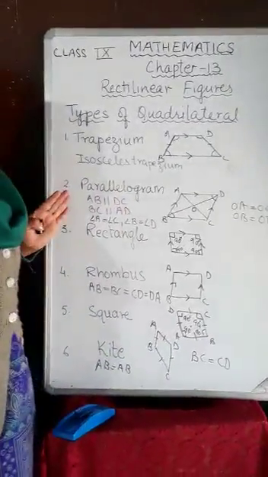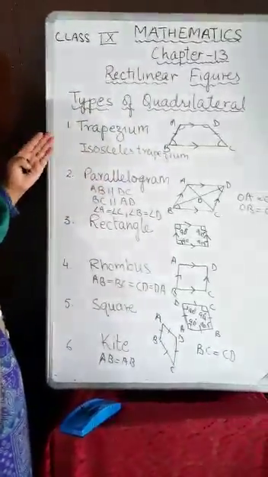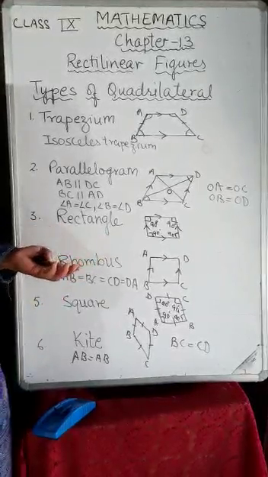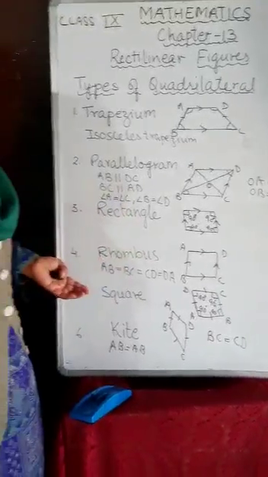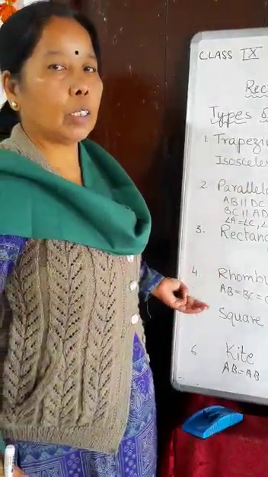So you have seen that these are the different types of quadrilateral, and you will learn more about this in your chapter. Go through all the statements given in this chapter. It will help you to do the questions of the 13th exercise.